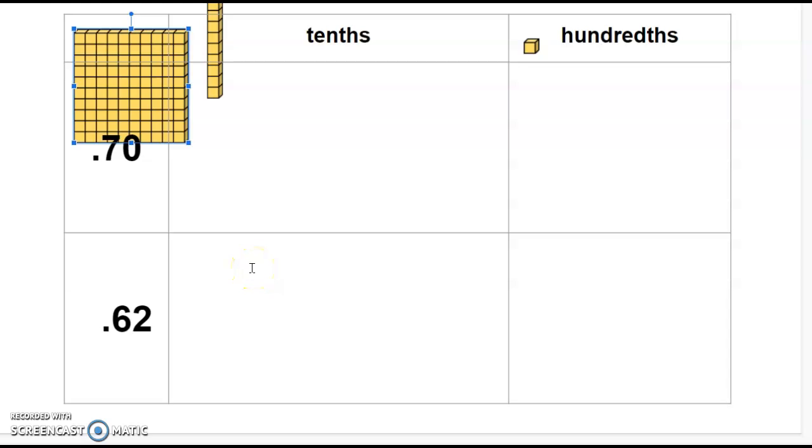Going to talk about what makes a decimal a decimal. Well, I have the first one. I have 70 hundredths, and I have 62 hundredths. Well, let's look at it.